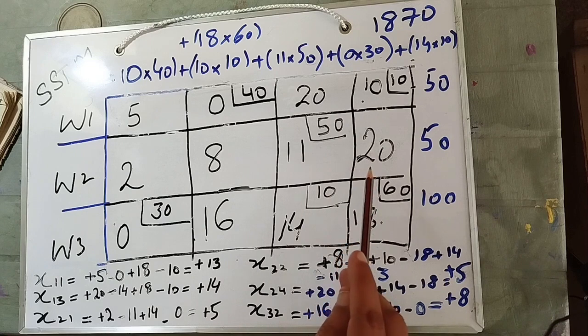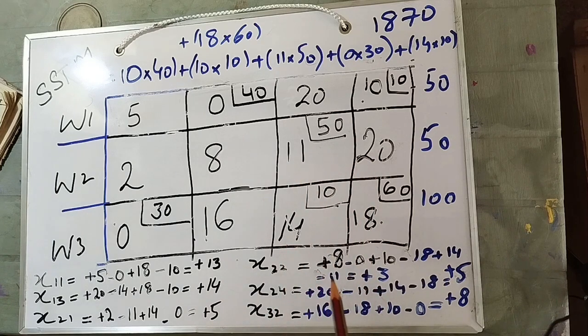So I've gone plus 20 minus 11, plus 14 minus 18. And if you do like this, then plus 20 minus 11 plus 9 plus 14 is plus 23, minus 18 is plus 5. So plus 5 is also positive. Positive means that the allocation is optimal, there is no problem with the idea. Now the last one is the plus 16. Plus 16 is the X32.